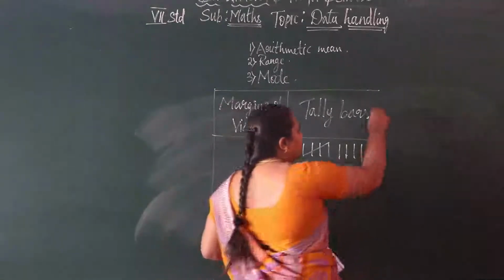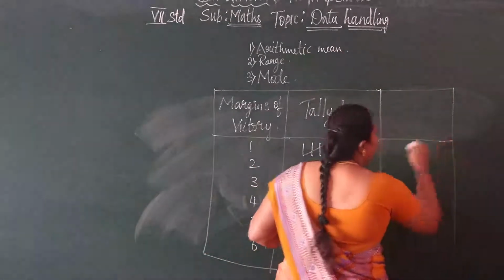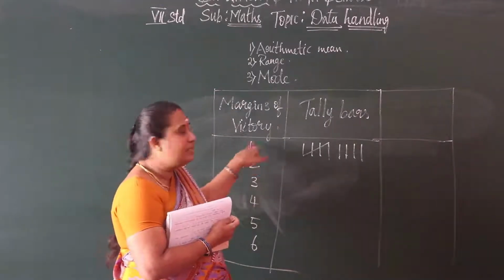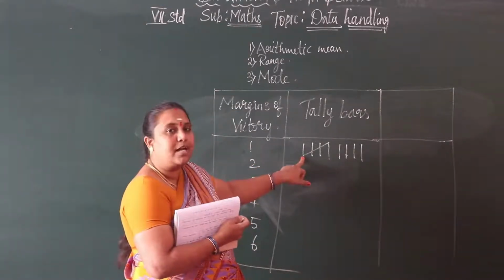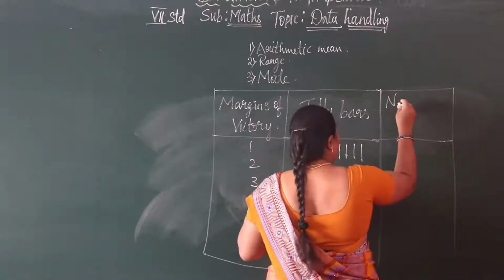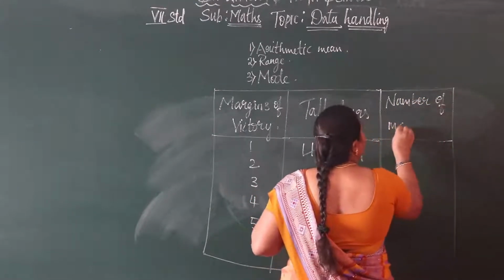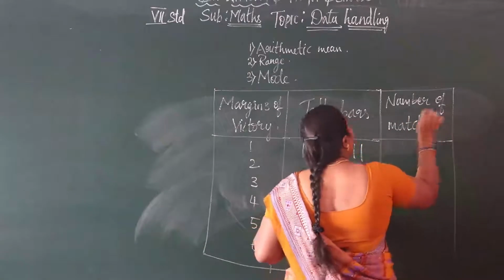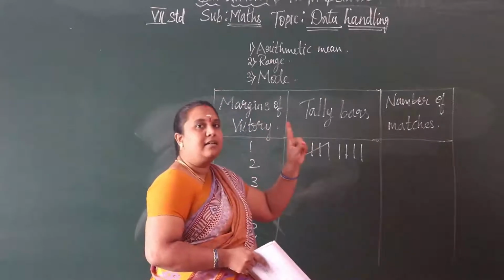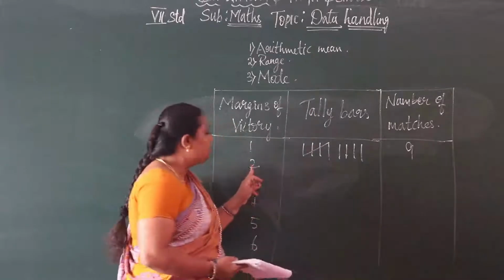So the number of matches with margin of victory 1 is 9. They got a margin of victory of 1 in 9 matches. Number of matches: how many matches did they win? Margin of victory 1 was won in 9 matches. Then we have to count 2.